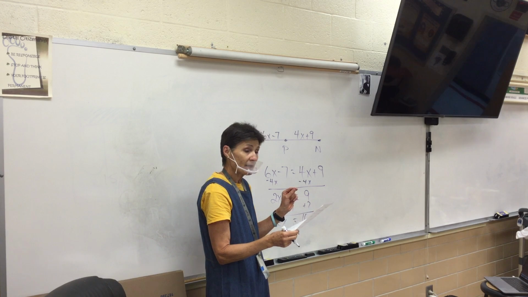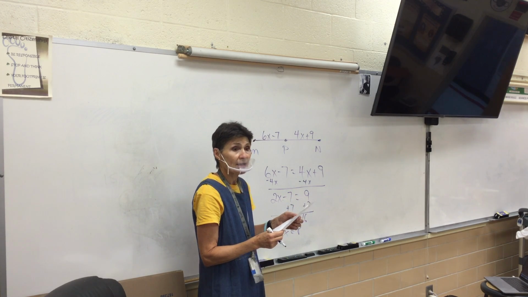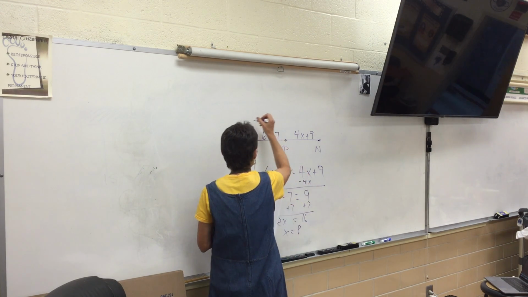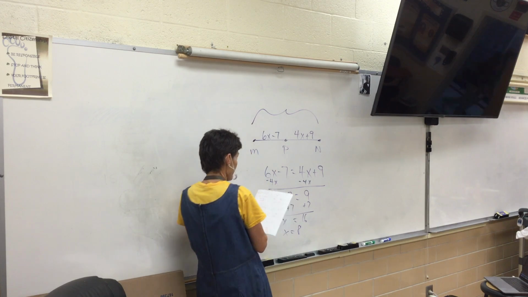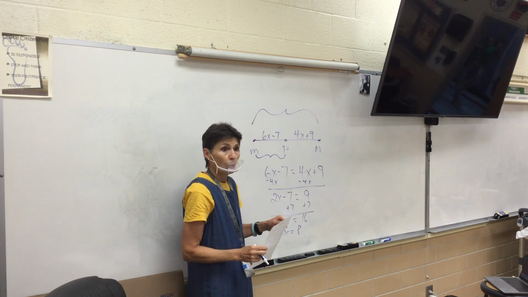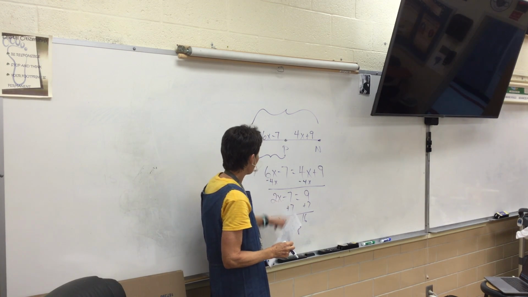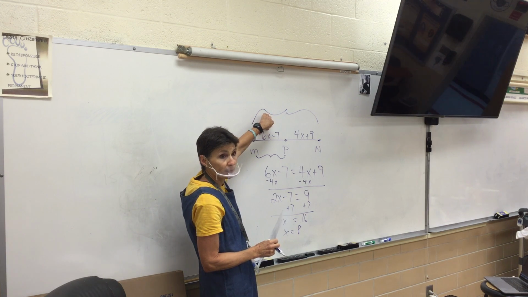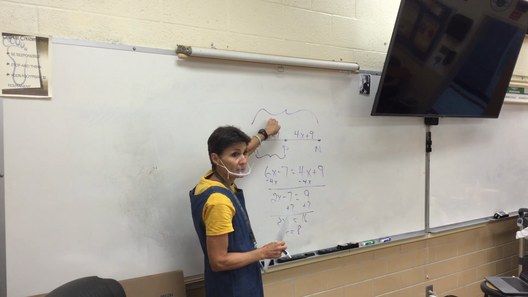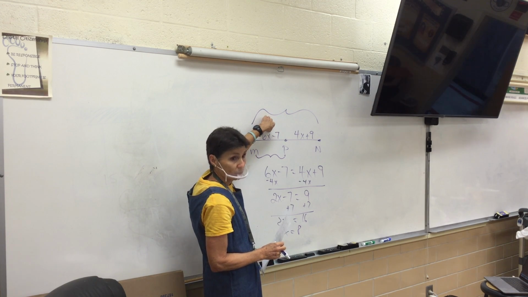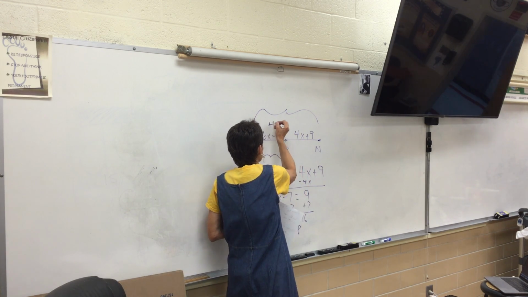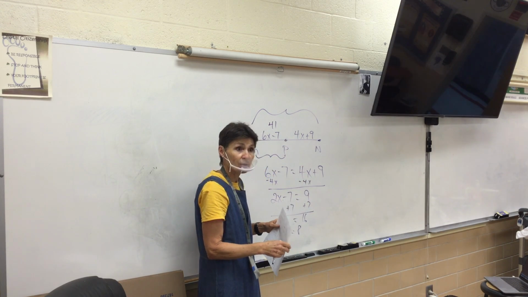Now, let's be careful. The directions didn't say find x. That's not what you're looking for. You want to know how long is MN, the whole thing, and how long is MP, this little piece right here. Well, once we know that x is 8, we can put 8 in right here. So 6 times 8 minus 7. So 6 times 8 is 48. Minus 7 is 41. So this piece, MP, is 41.